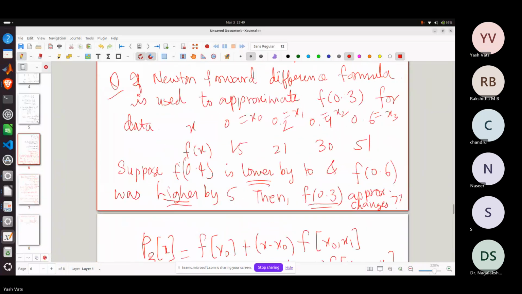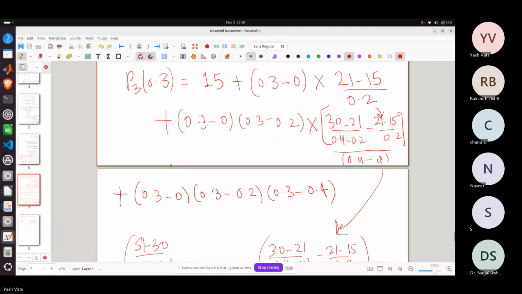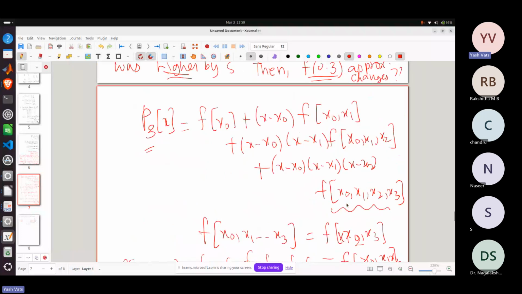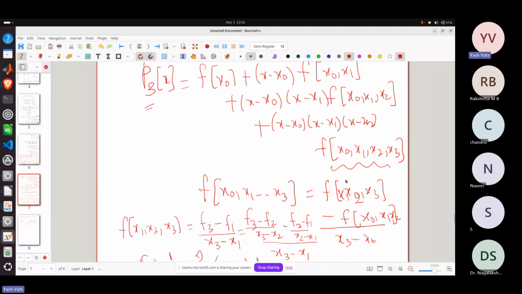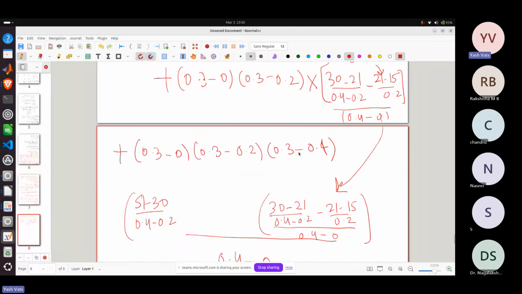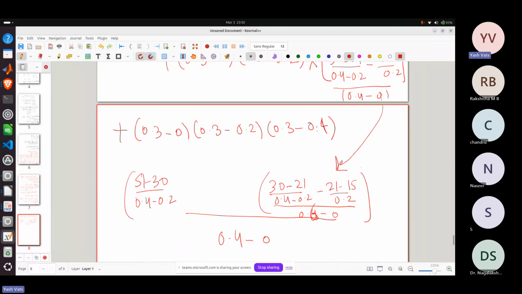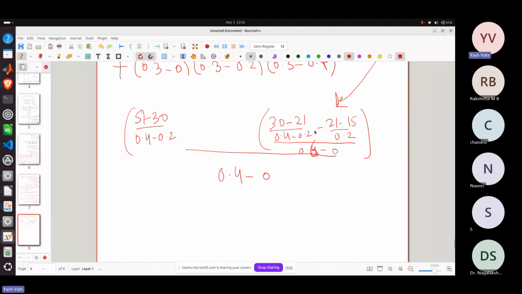I think I'm confused. Yes, instead of 0.4, you have x0, x1, x2, x2. Yes, 0.4 is there. Here it should be 0.6 because x3 is 0.6. So keep this in mind. Here it should be 0.6. Here it should be 0.4. Yes, that's true.